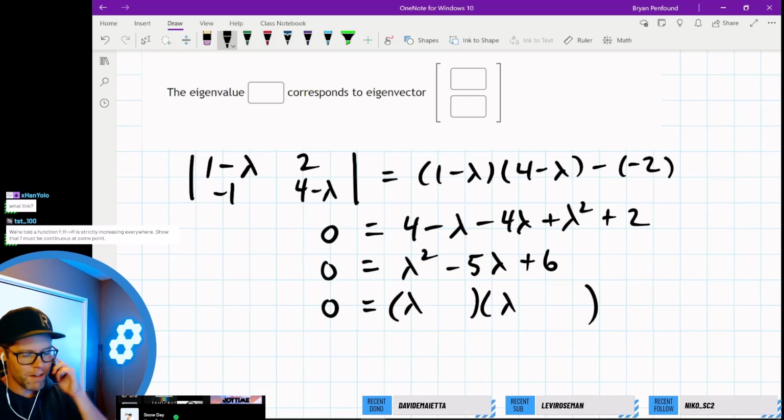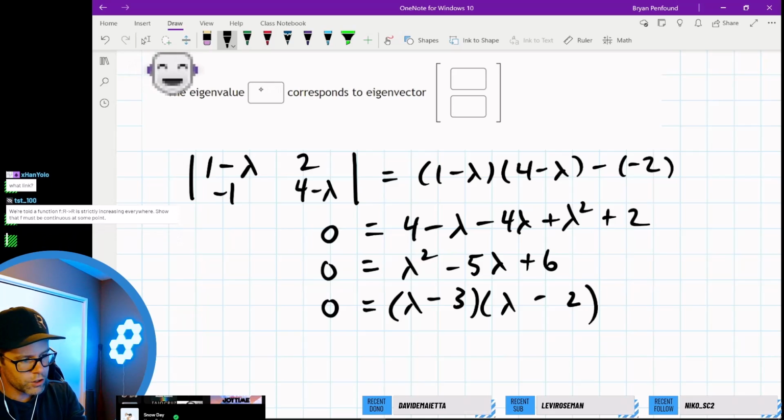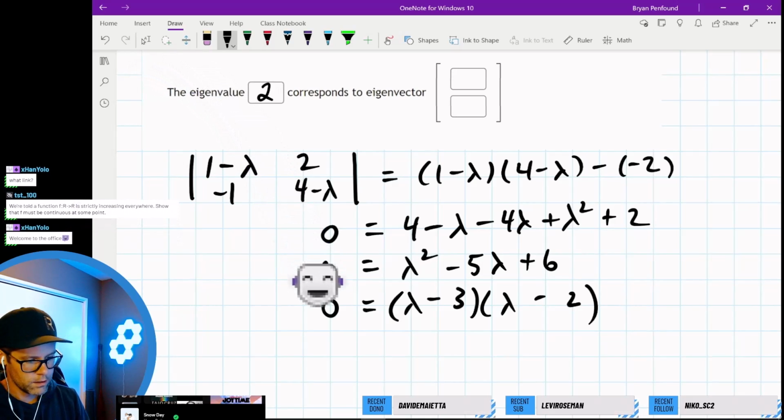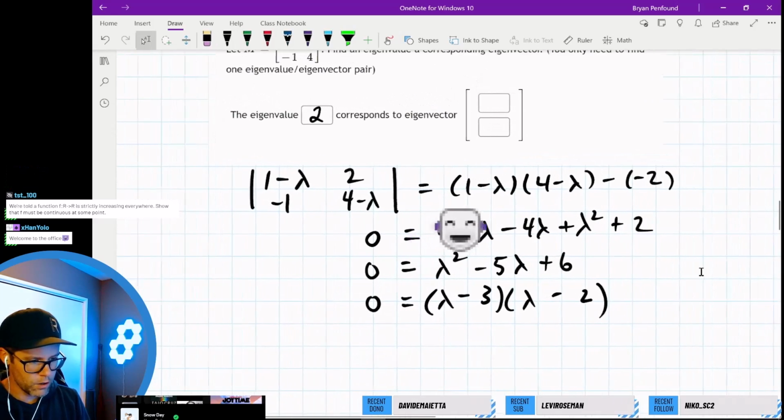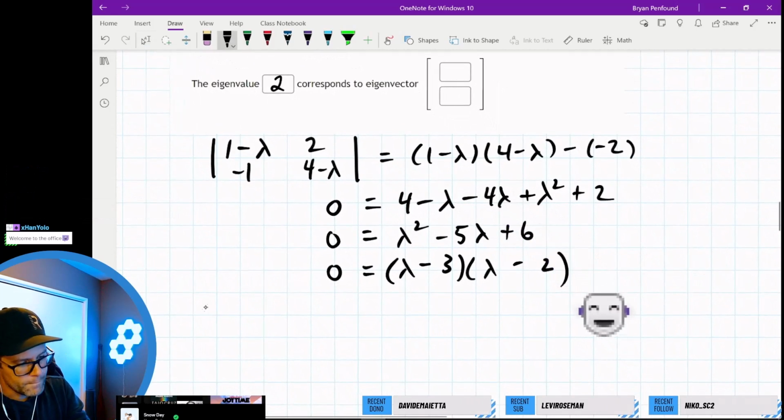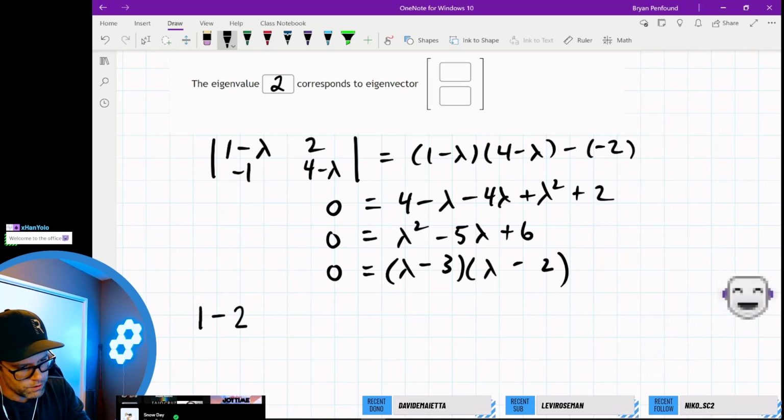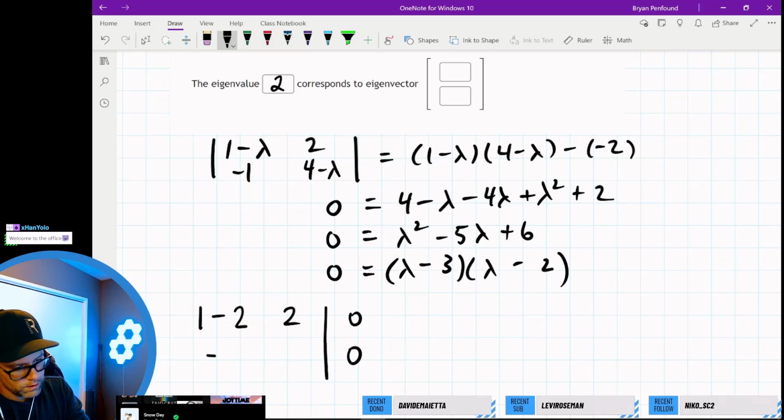Okay, is this nice and factorable? 6 and 5 seem like they're nice things, so 3 and 2 are probably going to be nice numbers here. Minus 3 minus 2, that looks like it will work. So let's pick the eigenvalue of 2. If we pick 2, then we do 1 minus 2, 2, negative 1, and 4 minus 2. This is going to be the homogeneous system that we need to solve.